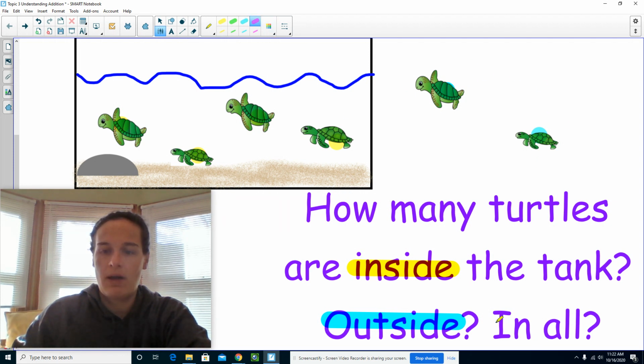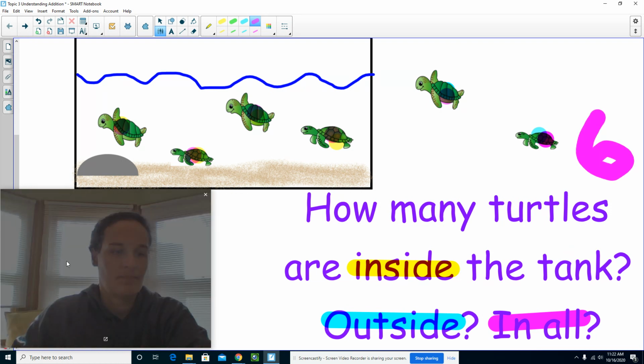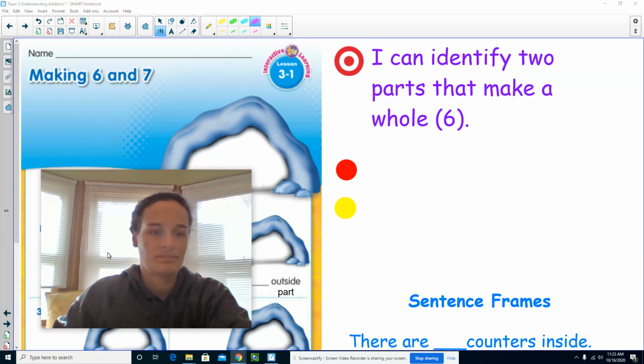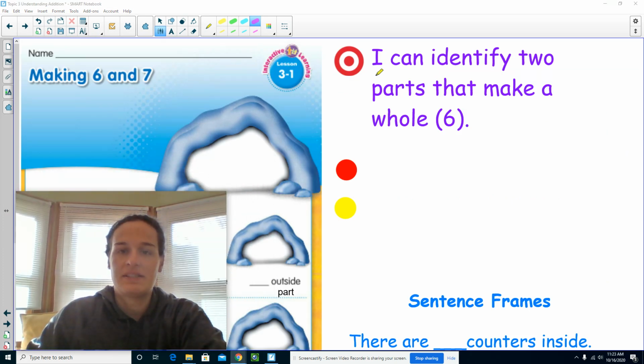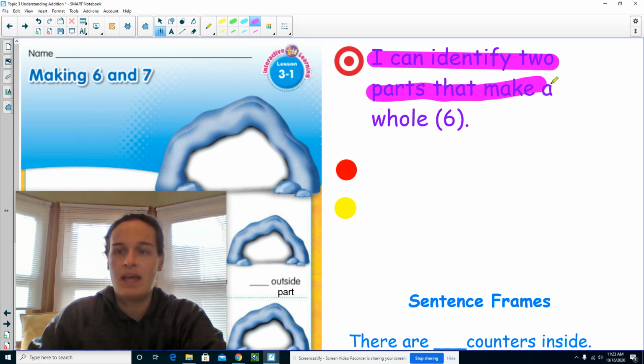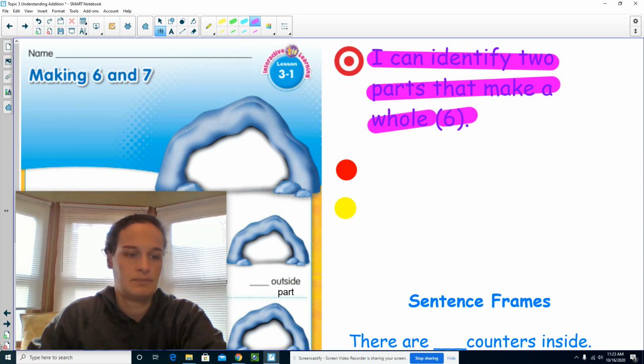Now our job is to figure out how many in all. Well, we're going to add all those numbers together. So let's count them. 1, 2, 3, 4, 5, 6. So in all, there were 6 turtles. Our learning target says, I can identify 2 parts that make a whole. And the whole we're looking for today is 6.